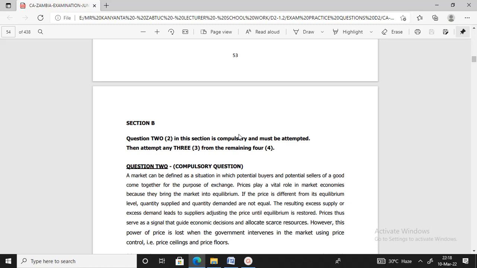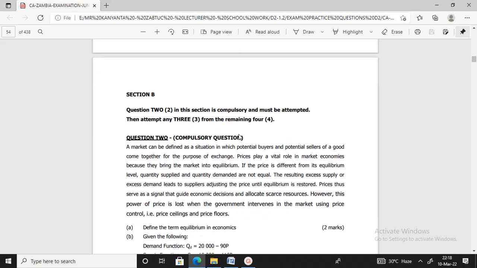However, this power of price is lost when government intervenes in the market using price controls. That's a price ceiling and price floor. Okay, so price ceiling and price floors.